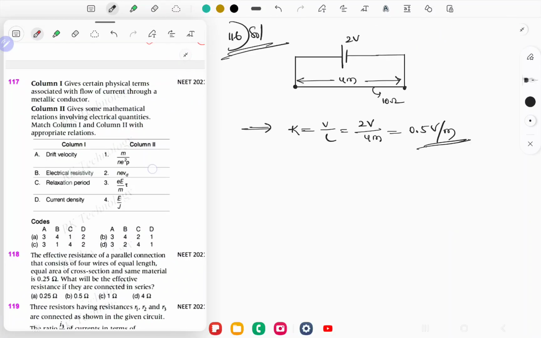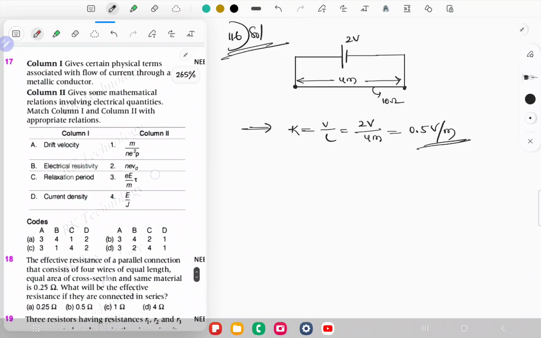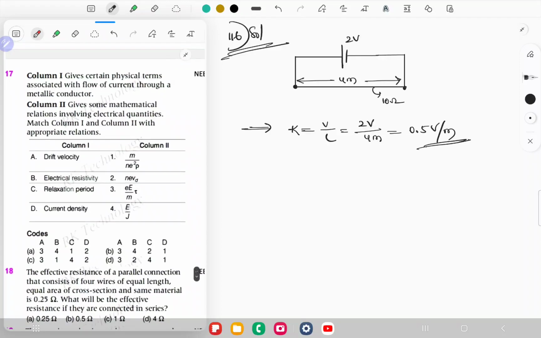Let's solve question number 117, which is a 2021 NEET question. They're asking us to compare the given codes, column 1 and column 2. The drift velocity formula is a direct formula: QE by M into tau. The electrical resistivity formula is E by J. J is equal to sigma E, and sigma can be replaced as 1 by rho, so resistivity is equal to E by J. This is how we can write down the resistivity formula.